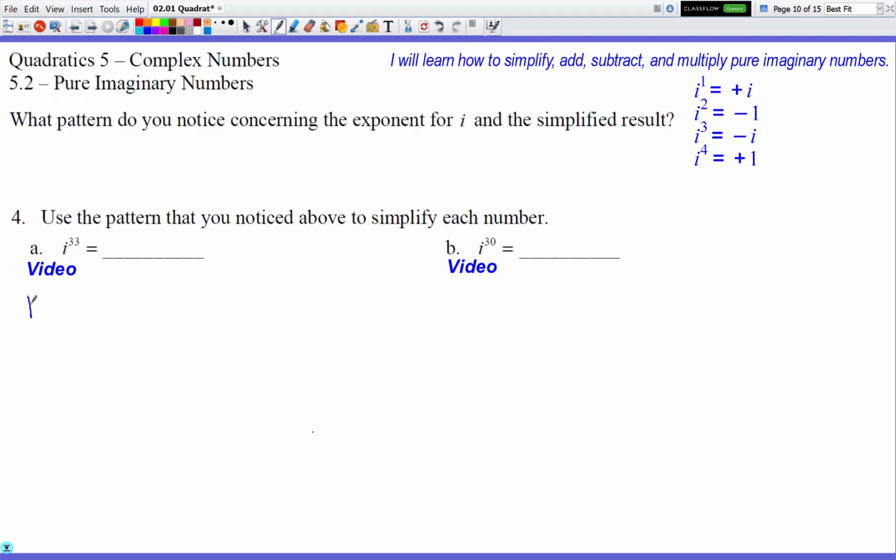Okay, so i to the 4th. So that's 4 so far. i to the 4th, that's 8 so far. i to the 4th, that's 12. i to the 4th, that's 16. i to the 4th, that's 20. i to the 4th, that's 24. I was going to write 28 because that's the number I'm thinking about, but I'm supposed to write a 4. Okay, so i to the 4th.